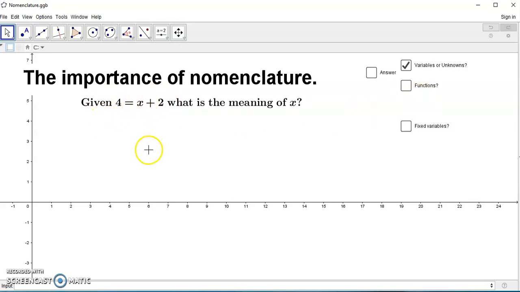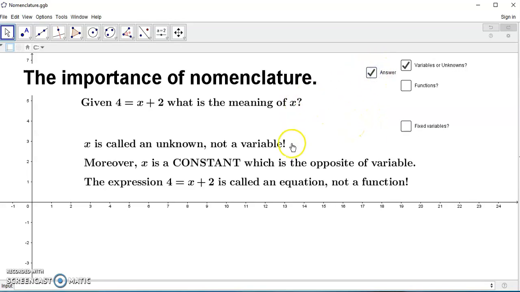Is it a variable? Is it an unknown? What do you think it is? So most of you would say it's either an unknown or a variable. That would be wrong. Some of you would say it's a variable, and that would also be wrong. So what is the correct answer? The correct answer is that x is simply a placeholder for an unknown. And it's not a variable, by the way.